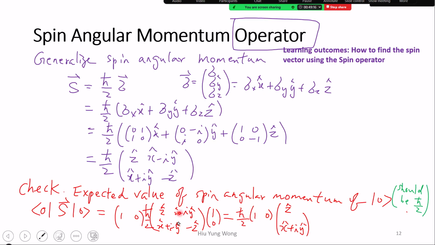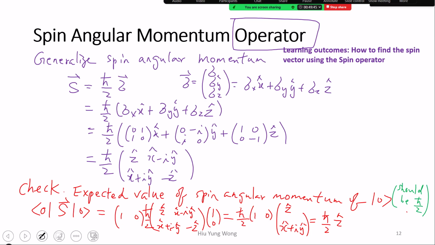Is this okay? How did I come to here? It's just this matrix multiplied by this one, right? So you get only z hat and x hat plus i y hat left. And then I further do the multiplication. What is this? H bar over 2 z hat. Is this correct? Yeah. It even gives me the direction. It gives me the vector, not just the value.